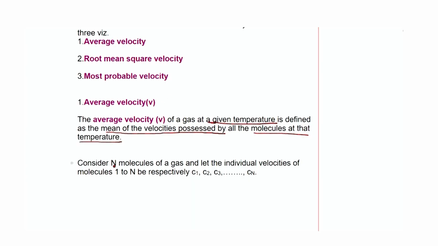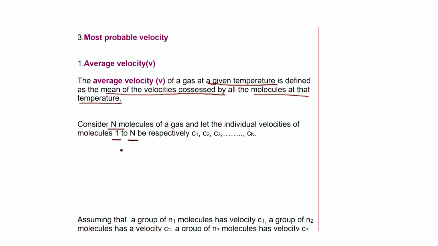Okay. Now, consider n molecules of a gas and let the individual velocities of the molecules 1 to n be C1, C2, C3 and so on up to Cn. Now, the average velocity V can be represented as C1 plus C2 plus C3 plus so on up to Cn whole divided by capital N. Okay. This is when we are having the same type of molecules in that gas.